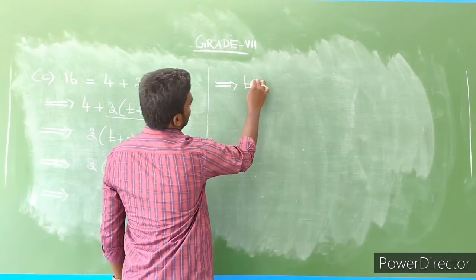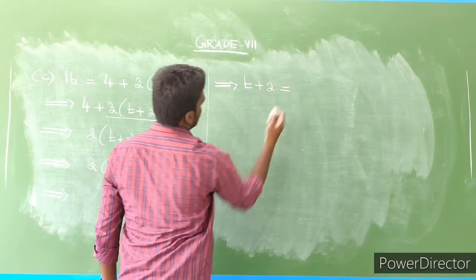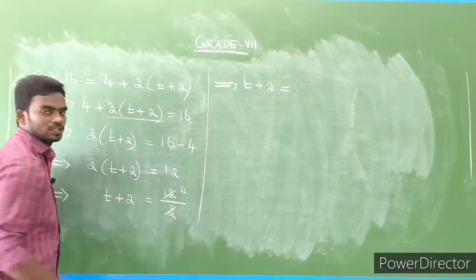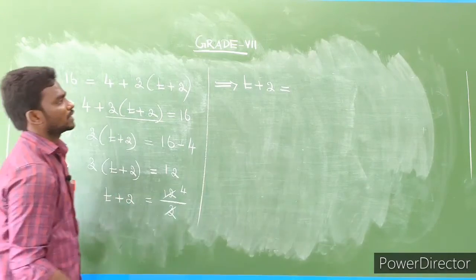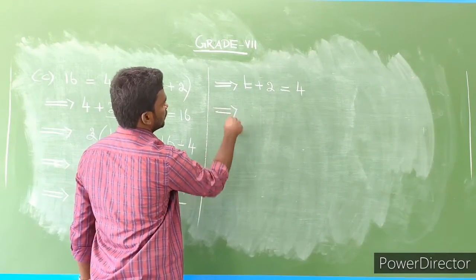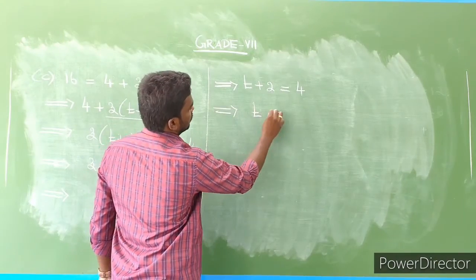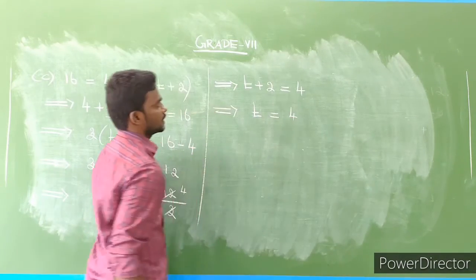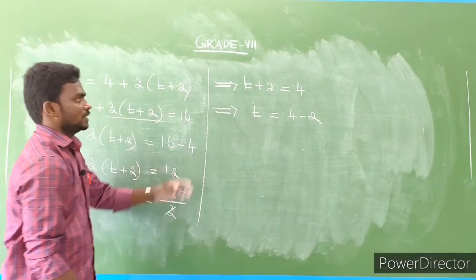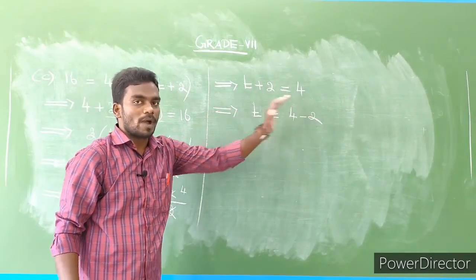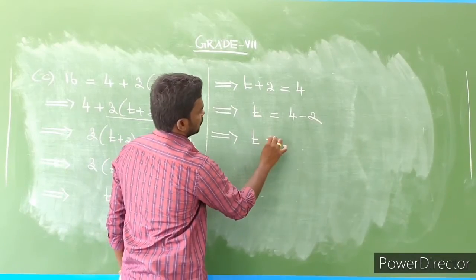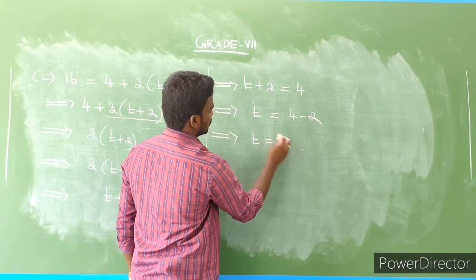So t plus 2 is equal to what is that? 1 3s are 3, 4 3s are 12. So t plus 2 is equal to 4. Implies that keep the value t in left side and 4 in right side. So this plus 2 is transposing to what is that? Minus 2. This plus 2 is transposing to minus 2 to the right side. Implies that the value of t is equal to 4 minus 2, which is 2.